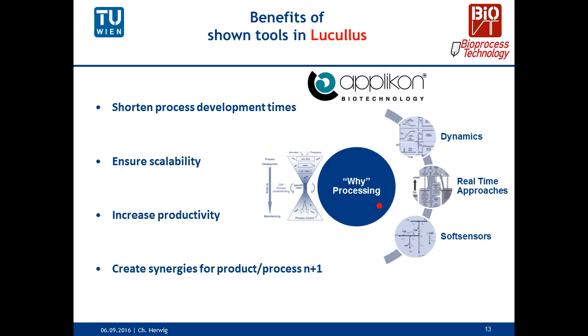Coming up, what kind of tools did I want to show you? We use dynamics for acceleration. We use real-time, of course. We included these tools in soft sensors, and the benefits are shortly shown here. We have shorter process development times. We can ensure scalability because the entities are scalable. We can increase productivity. I think I have shown you that one. And we can create synergies to the next product and process because we developed platform knowledge. Think about the specific growth rate, temperature correlation, which I have shown you before.